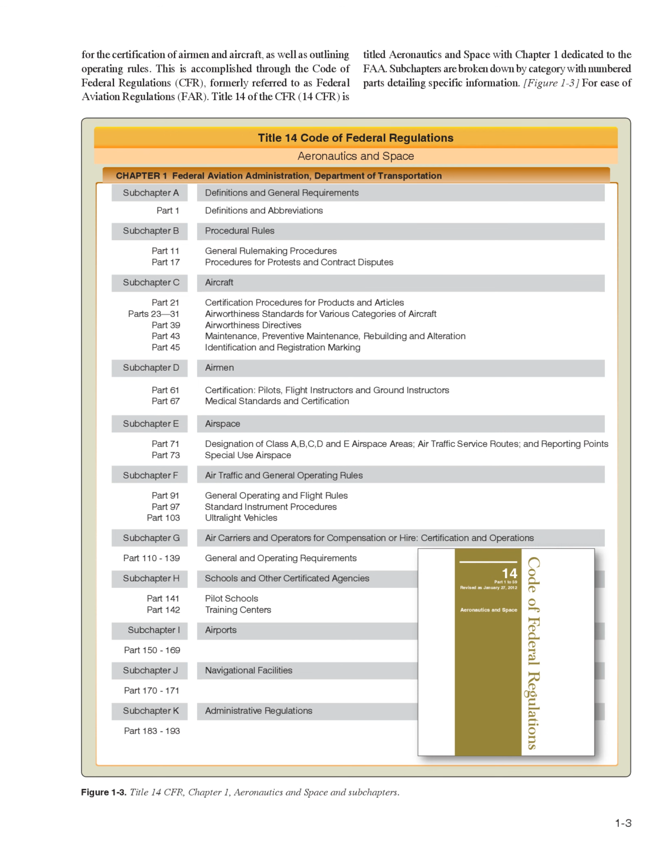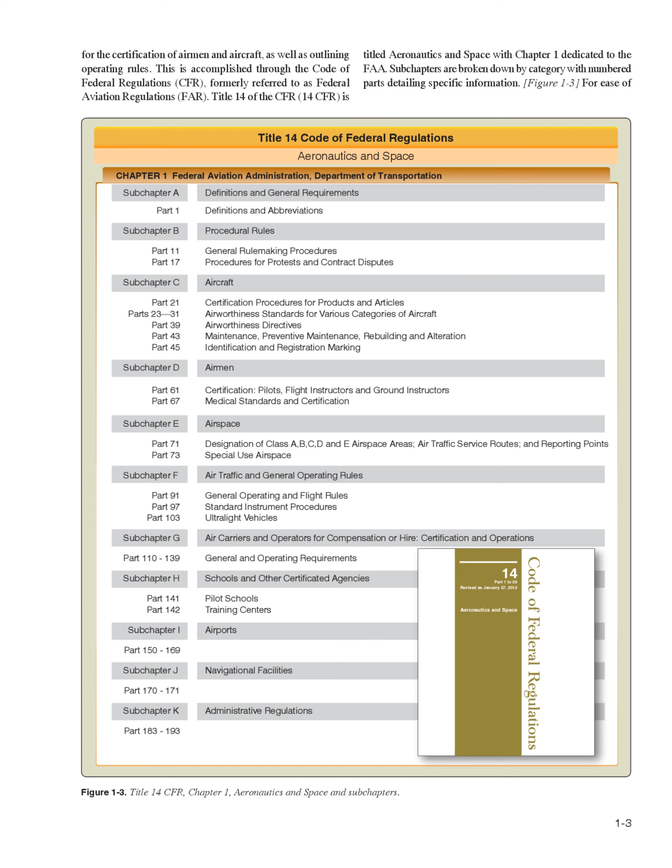Special use airspace. Air carriers and operators for compensation or hire, certification and operations. 14 CFR Parts 1 to 59, revised as of January 27, 2012. Aeronautics and Space. Subchapter F, Air Traffic and General Operating Rules. Part 91, General Operating and Flight Rules. Part 97, Standard Instrument Procedures. Part 103, Ultralight Vehicles.